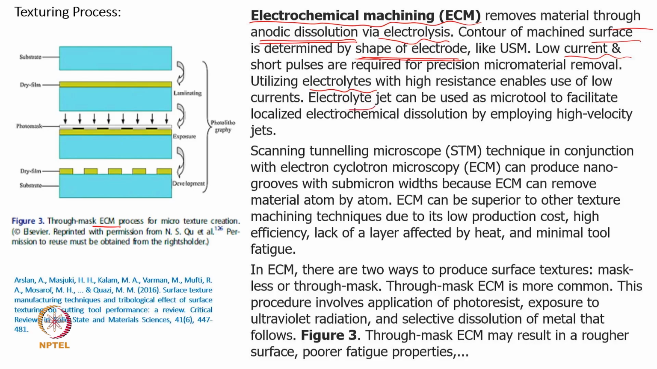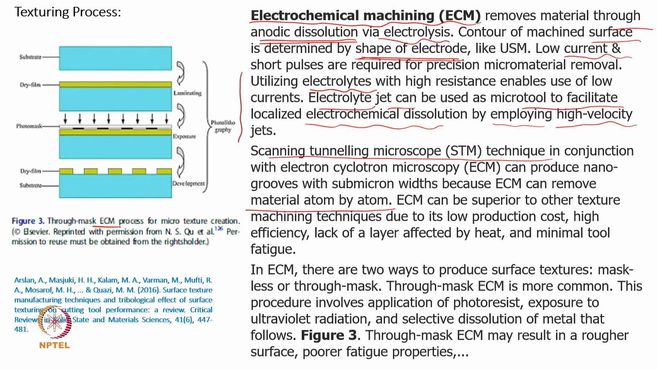Sometimes people say that the electrolyte jet can also be used as a micro tool for localized electrochemical dissolution, and it turns out to be more useful compared to working without the electrolyte jet. Another good point is that research has been done showing this ECM can also be connected with STM, the scanning tunneling microscope. That means it can really go to ultra finishing operations. The reason is that with this kind of combination we can remove material atom by atom.